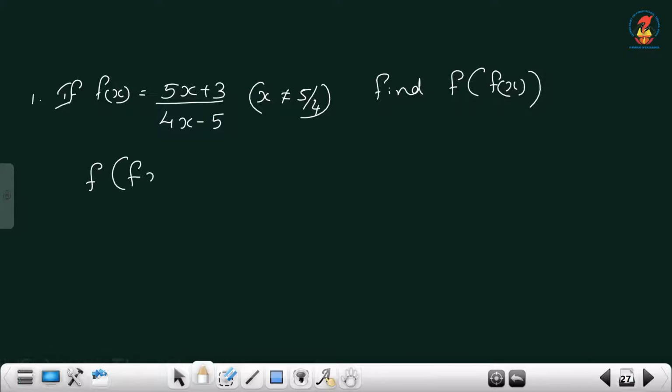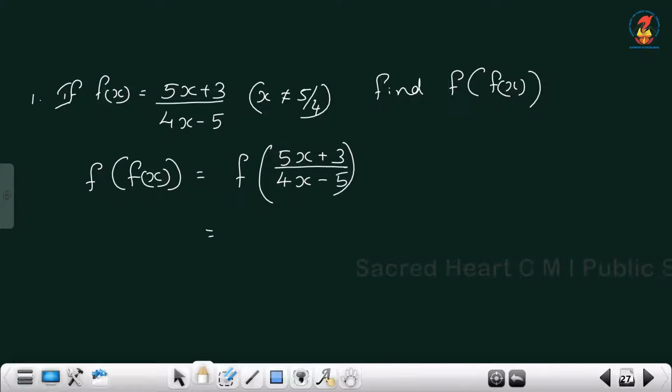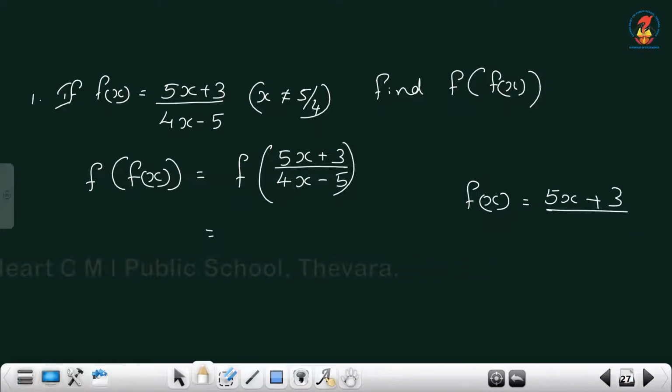So f of f of x, we have to find this. For f of x we can substitute this. So bracket (5x plus 3) by (4x minus 5). Then how is this defined? Look, f of x means 5 into whatever is in the bracket, 5 into this x plus 3, by 4 into this x minus 5. That is the definition. In that way f is defined.